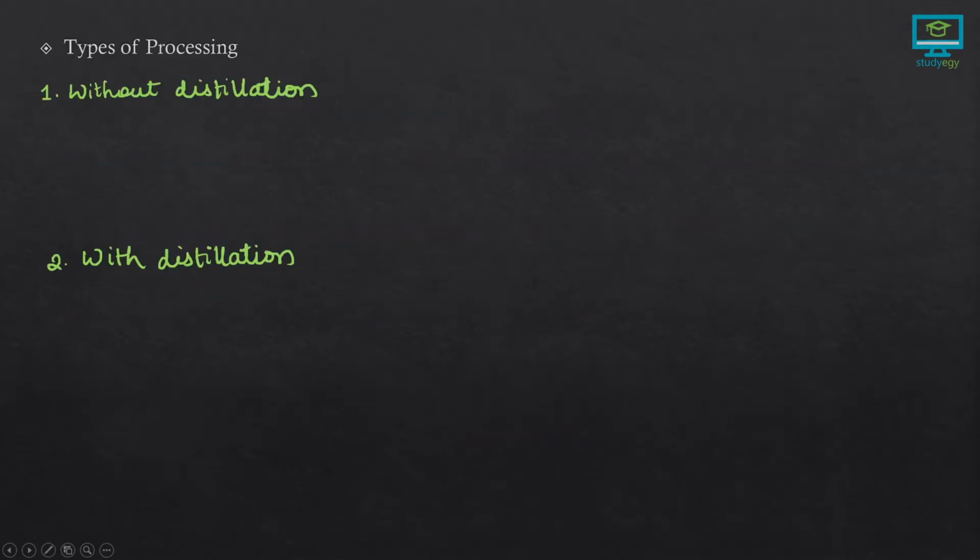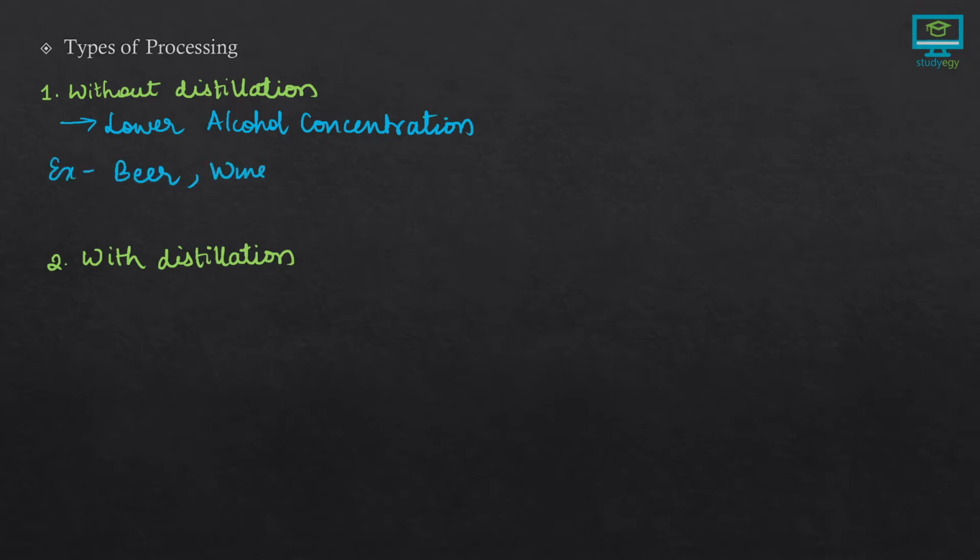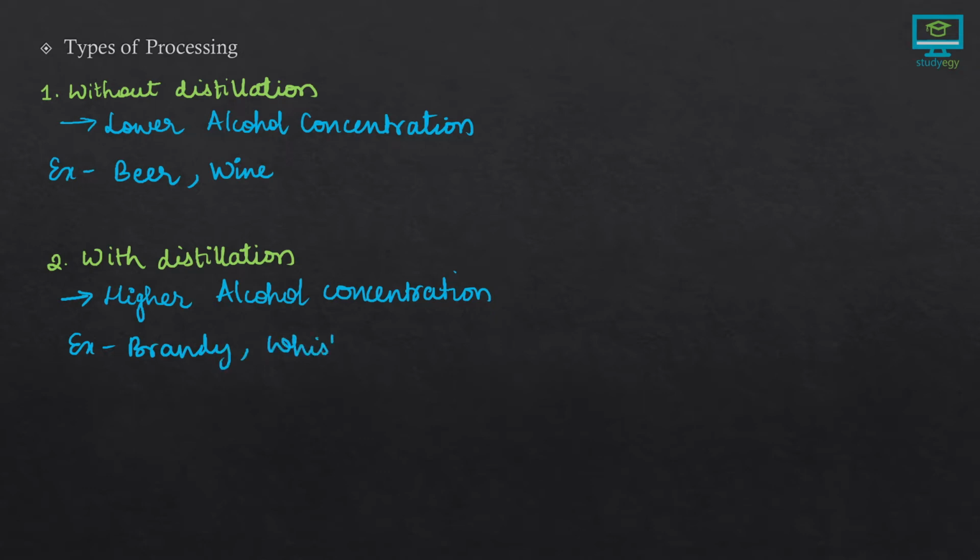Let's see the types of processing. Without distillation, we get lower alcohol concentration. Examples can be beer and wine. And with distillation, we get higher alcohol concentration. Examples: we have brandy, whiskey and rum, etc. So these are the main examples which we need to remember.